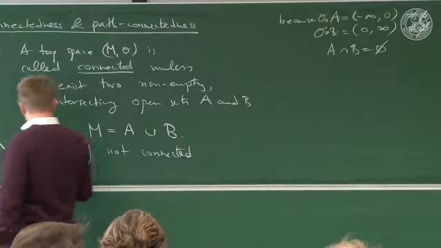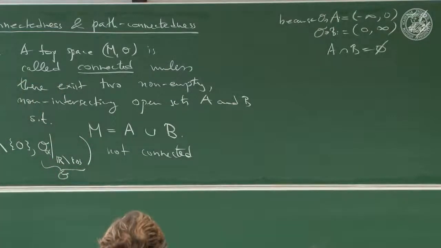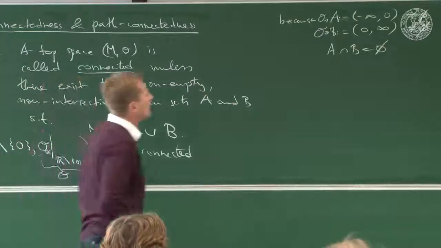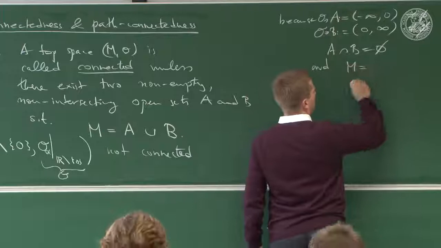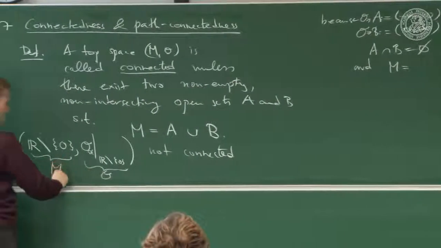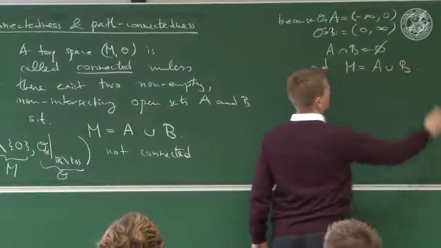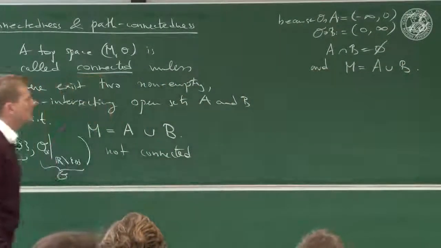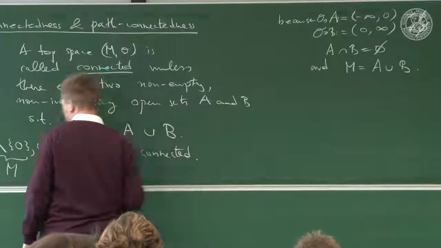In the induced topology. So for short, I will call this induced topology curly O. They're both open. And M, if this is the set M, is clearly the union of the two. That's it. So this is clearly not connected.